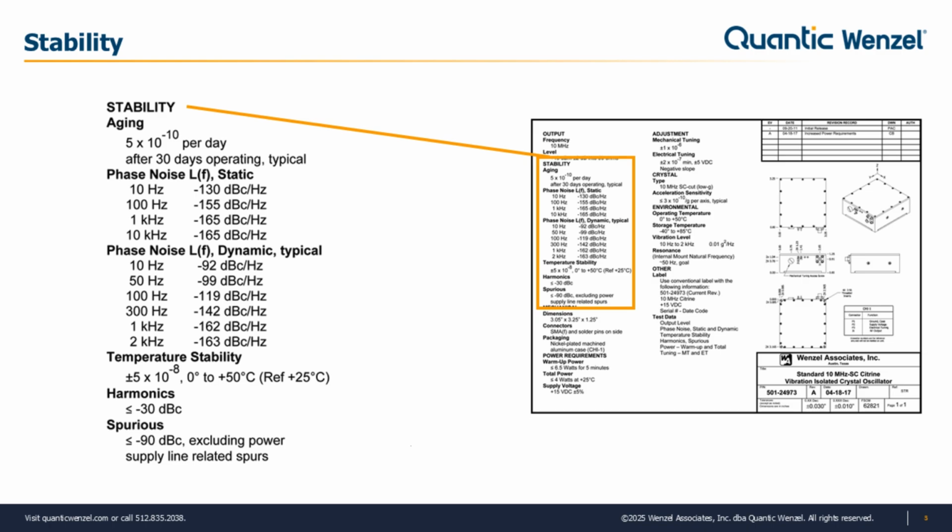Temperature stability defines the maximum allowable change of the fundamental frequency due to fluctuations in the ambient temperature. The specification is written in plus and minus parts in 10 to the minus 8 of frequency change over a maximum range of ambient temperature change, referenced to plus 25 degrees C.